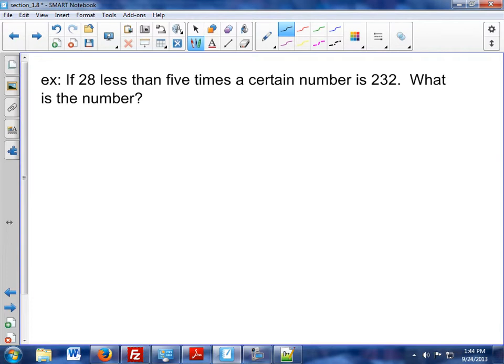First thing you do is you just read the question. Okay, this is not geometry where you'd want to draw a picture. Really, all you have to do is read this. If 28 less than 5 times a certain number is 232, what is the number? First thing you should always do is define a variable. I'm going to say let n equal a certain number. Okay? I will tell you on homework and quizzes and tests, I'm looking for that step. Okay? So I will put REQ, sorry, required. I want to see that. Okay?